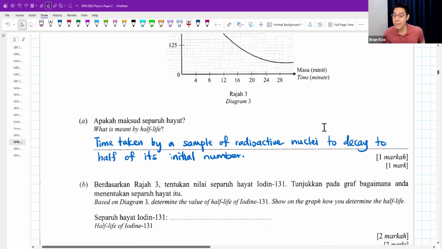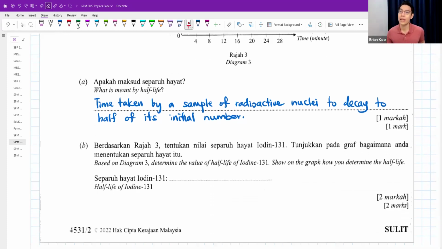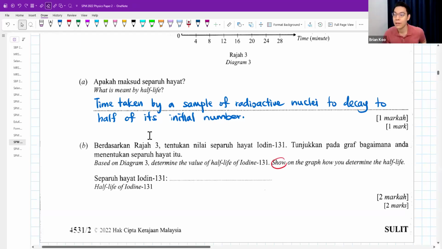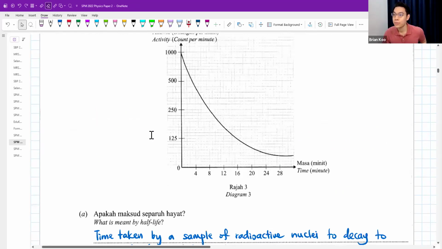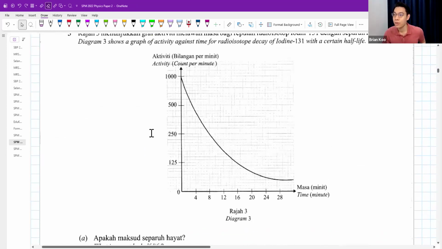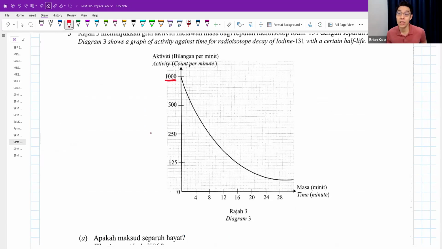Part B, based on diagram 3, determine the value of half-life. Show on the graph. Again, this year they quite like to ask to show the half-life on the graph. So what you do is you go and look for half of 1,000. When the activity is 1,000, that's the initial activity. Now, half of 1,000 is 500. You have to be careful. The graph is not drawn to scale.